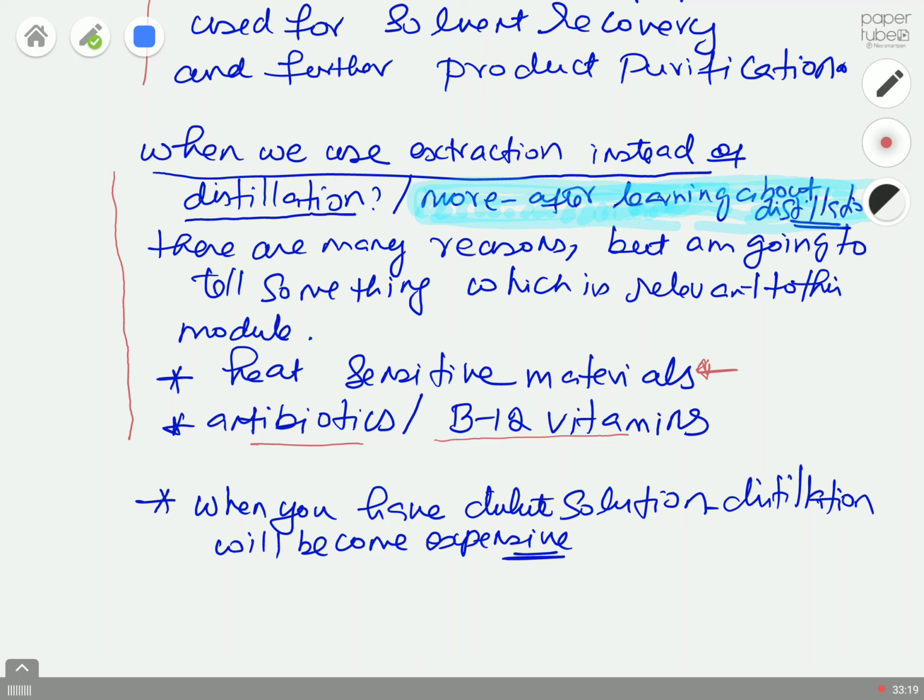But if you can transfer a significant amount of the mass which is dissolved in that dilute solution to a small volume of your solvent via liquid extraction, then you can evaporate the tiny bit of solvent, and then you can take the pure product from the solvent. So that's one good reason. I don't know whether you understand or not. I'll just draw some diagram.